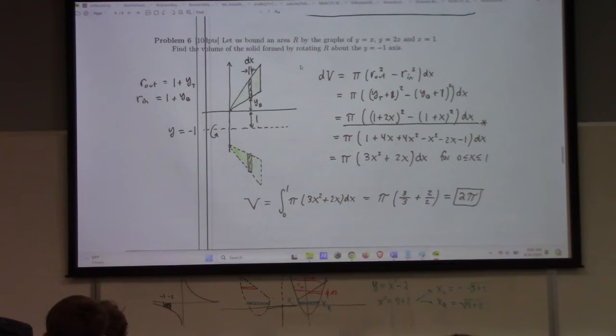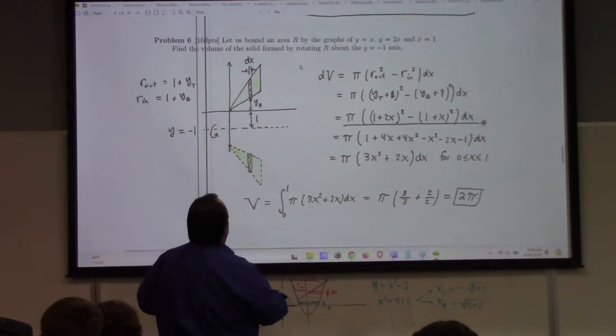Let's see here. And then this one, we've got y equals x, y equals 2x, and x equals 1, bounding an area. So it looks like that triangle there. And we're supposed to rotate around y equals minus 1. So I used washers here.